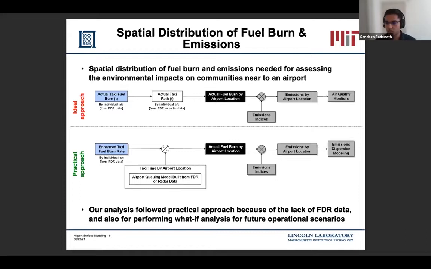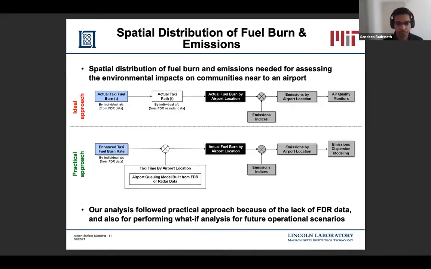Even if FDR data was available, regulatory agencies such as FAA and EUROCONTROL are interested in performing what-if analysis for future operational scenarios. What-if analysis could be like, what would be the traffic patterns when there's a change in schedule? What would be the traffic pattern when there's a change in infrastructure and so on? To do such what-if analysis, we need a different approach. And we are proposing the following practical approach to do such analysis.